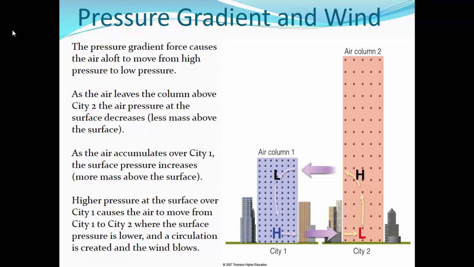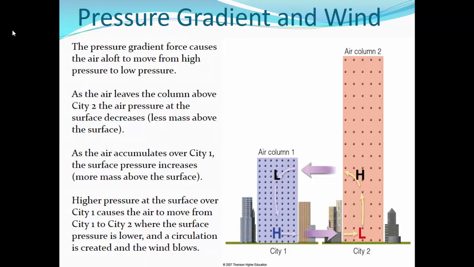As the air leaves the column above city 2, so now we're looking at city 2, as those air molecules move from the H over to the low, there are fewer molecules above the surface, and the pressure at the surface decreases. Simply, there's less mass above the surface. As air accumulates over city 1, the surface pressure increases. There's literally more mass above the surface.